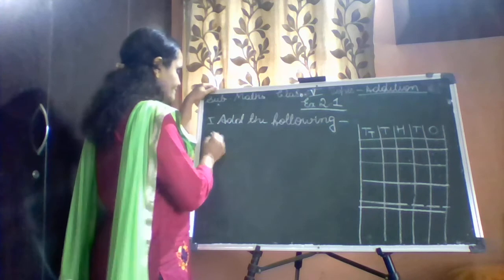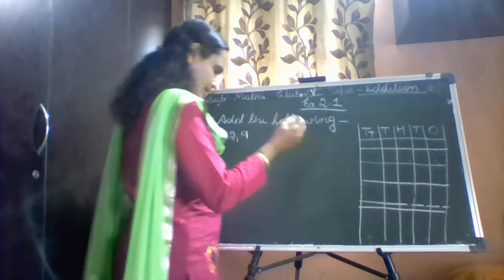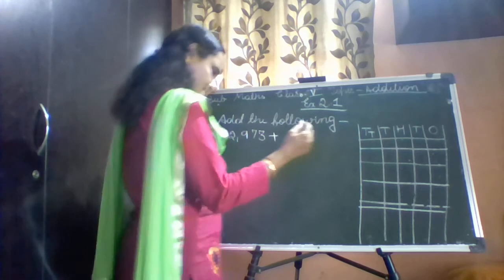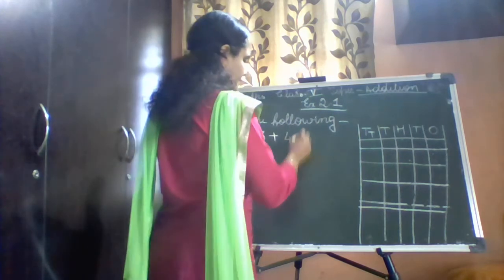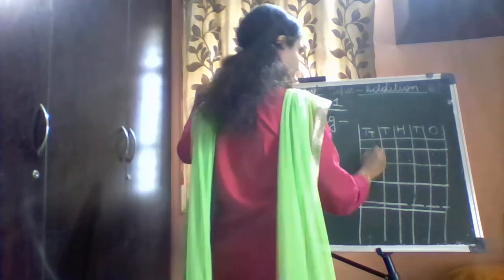Second one. 12,973 plus 46,016. Leave the first column blank.